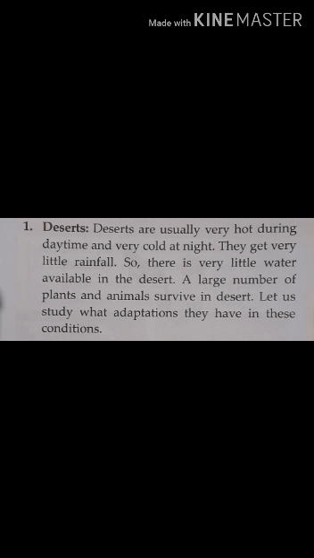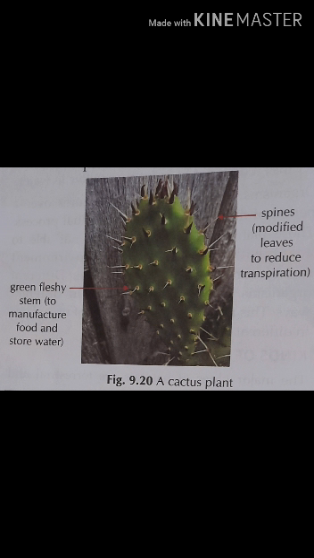Deserts. Deserts are usually very hot during the daytime and very cold at night. They get very little rainfall, so there is very little water available in the desert. A large number of plants and animals survive in deserts. Let us study what adaptations they have in these conditions. First topic is adaptation in plants.